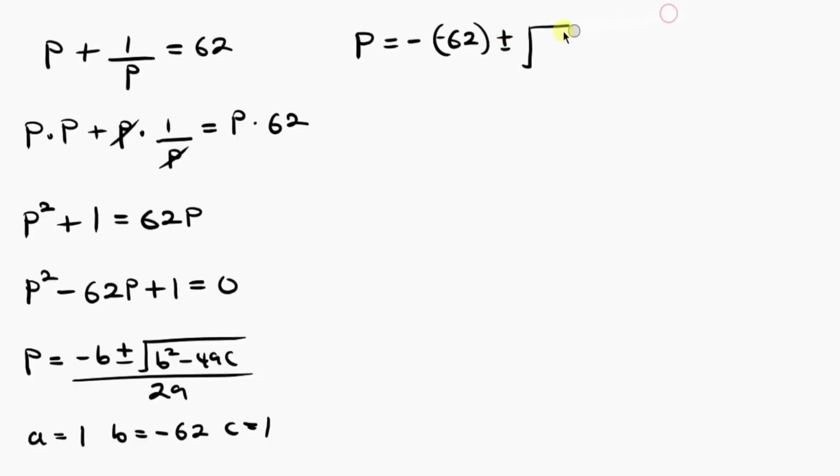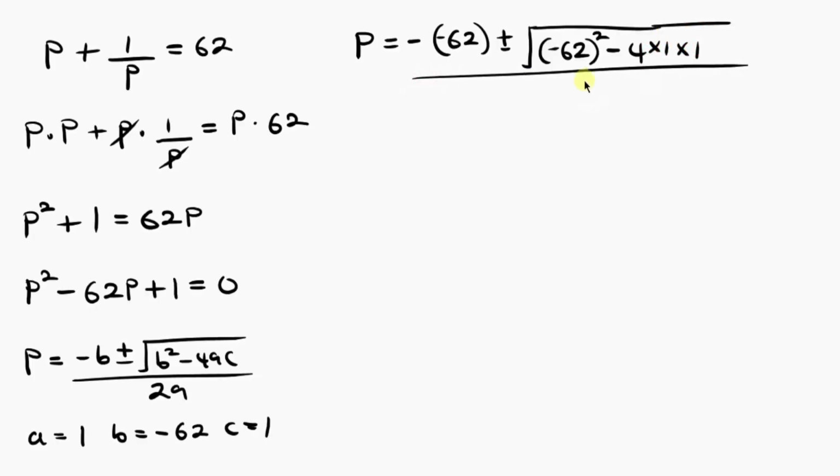So let's do this very well. Square root of b squared, b is negative 62, we have to square that, minus 4 times a times c. A is 1 and c is 1. That means 4 times a, 1, c is also 1. Let's extend this a little and divide that by 2 times a. A is what? 1. Very good.